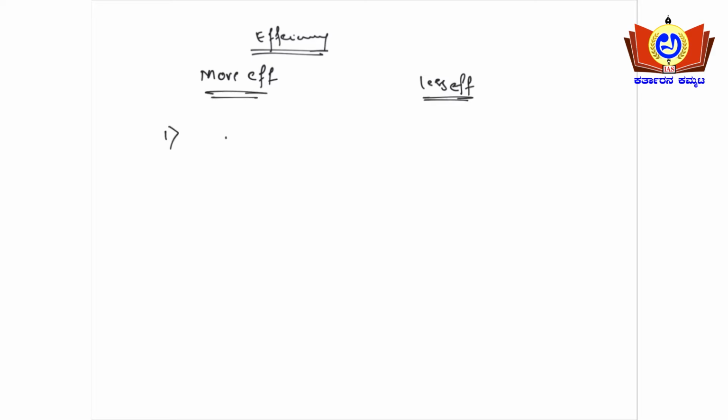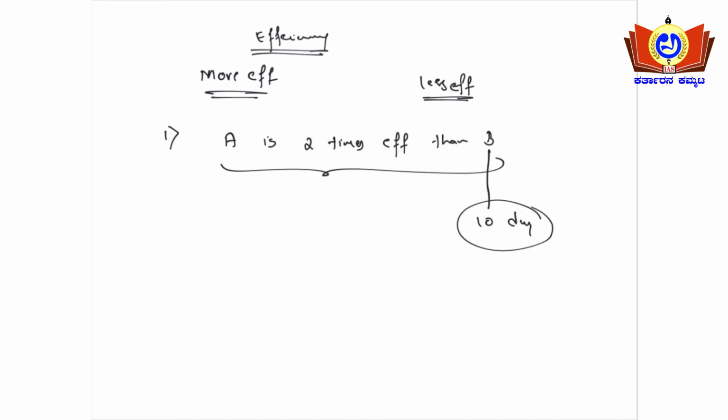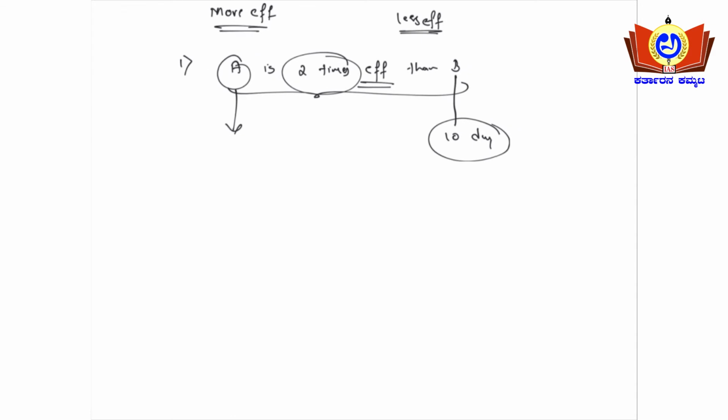First case: consider A is 2 times more efficient than B. By reading this statement, you get to know that A is 2 times as efficient as B. If B takes, say, 10 days to complete a work, what number of days will A take? 2 times efficient means A will obviously take less time than B, 2 times less. So he will take 5 days. Yes or no?